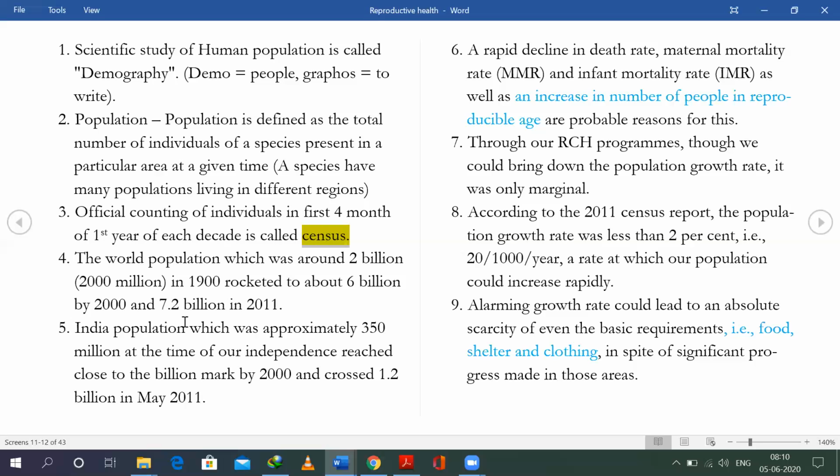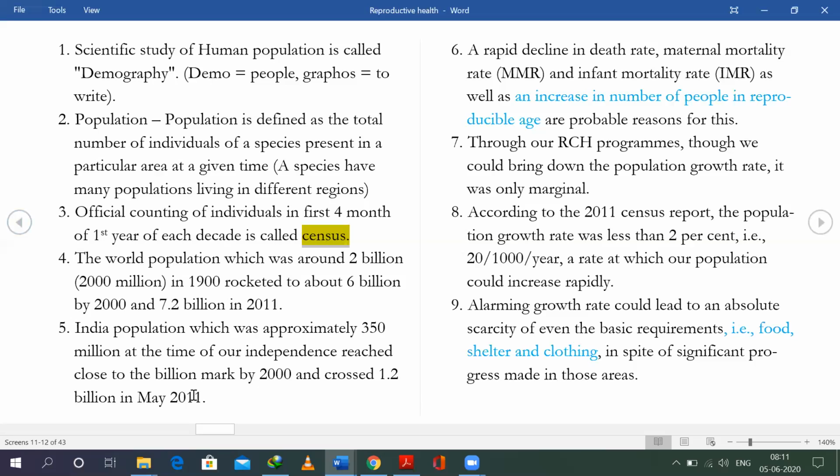And India has seen particularly remarkable progress, I mean, in population growth. At the time of attaining independence in 1947, the Indian population was just 350 million. After attaining independence, the population crossed the billion mark by 2000.